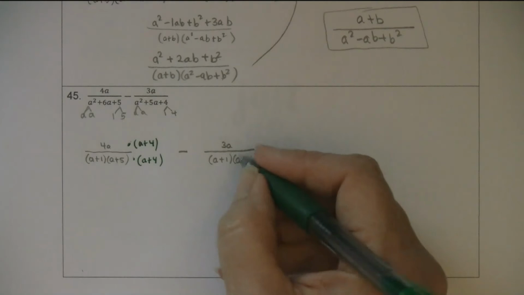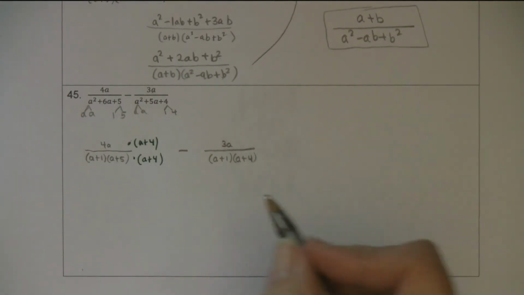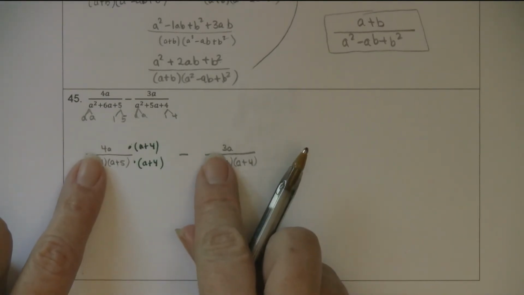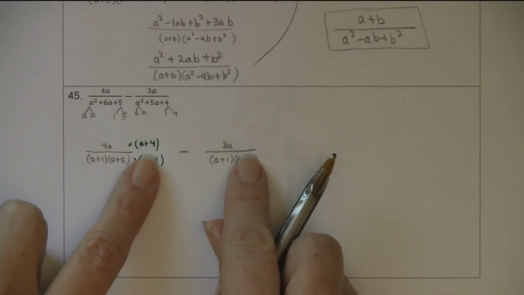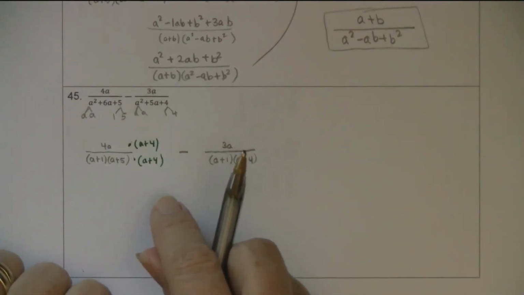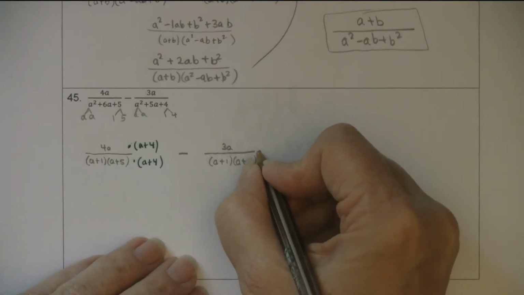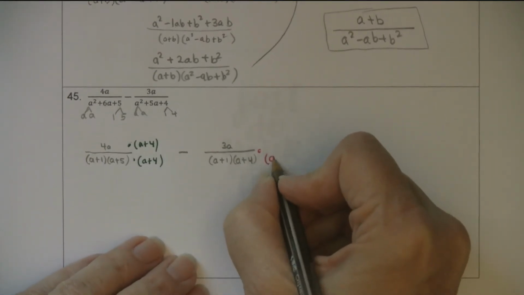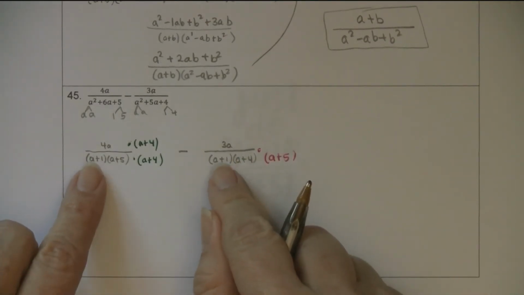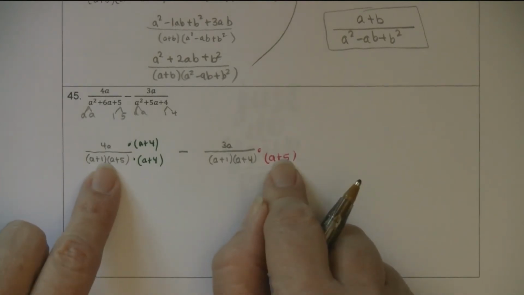And over here, right, so this guy's over there and he's saying, well, I was noticing that we both have an a plus 1, and now we both have an a plus 4, but what I don't have that you have is a plus 5. So I need to multiply the denominator by a plus 5 in order so that they'll have the same three pieces: a plus 1, a plus 4, a plus 5, right?